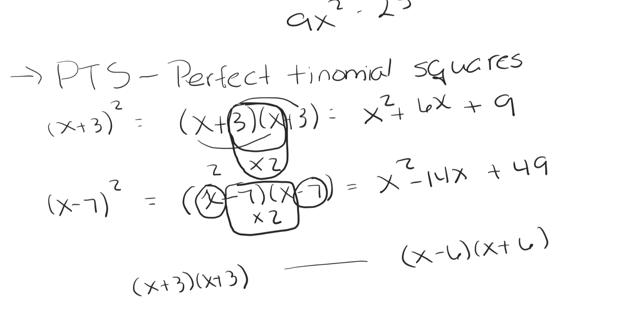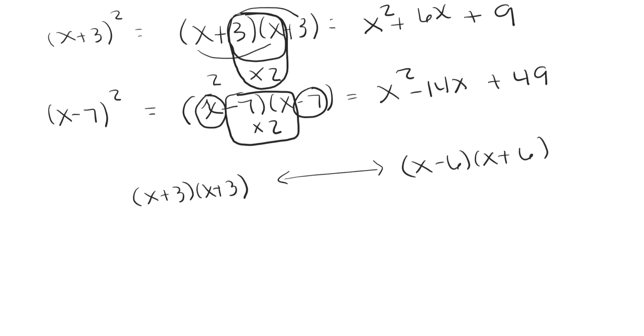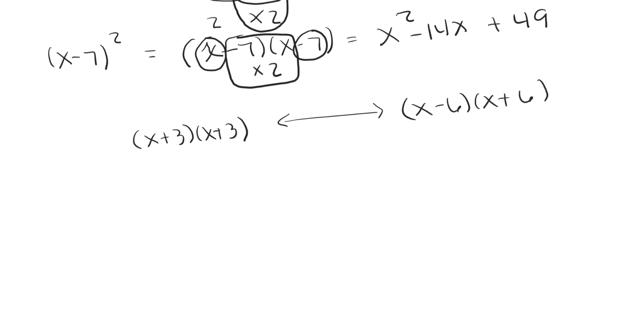So obviously, you guys, I'm not going for the fact that the numbers are different. I want you to really make observations about what is different from here to here. Do you guys see that these are the exact same binomial? So in PTS, you are just squaring a binomial.